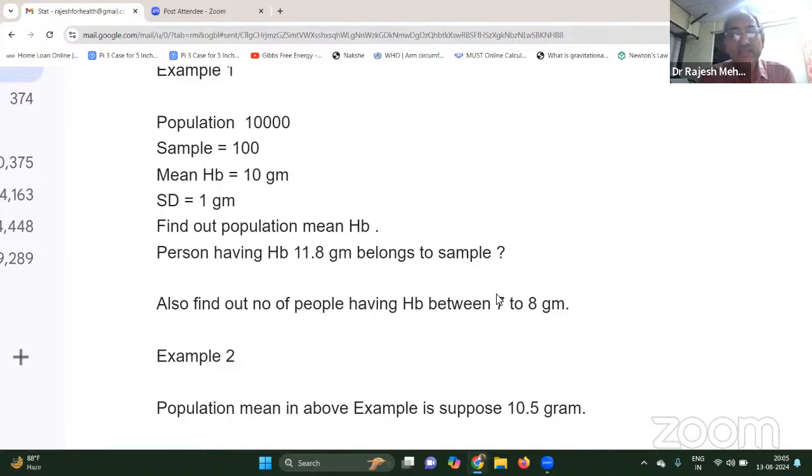It is not three standard deviations, it is two standard deviations, because we take mean plus minus two standard deviations. So 8 to 12 gram will be the range, right? 10 minus 2, 10 plus 2. SD is 1 gram, so mean plus minus 2 standard deviations will be the range, which covers 95%. Right?